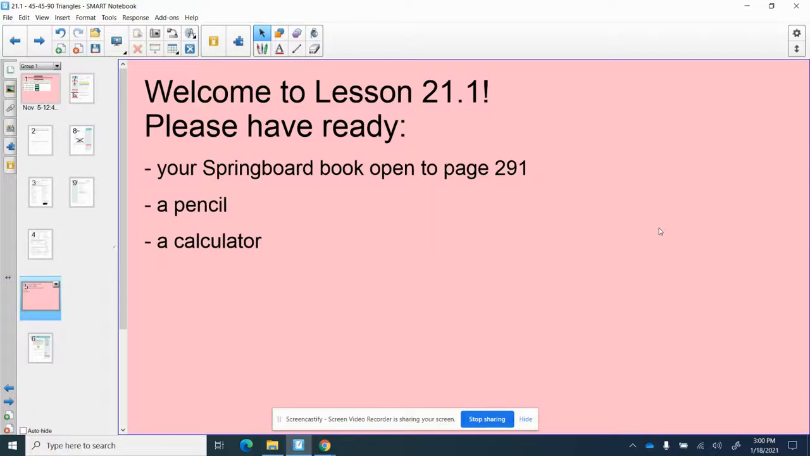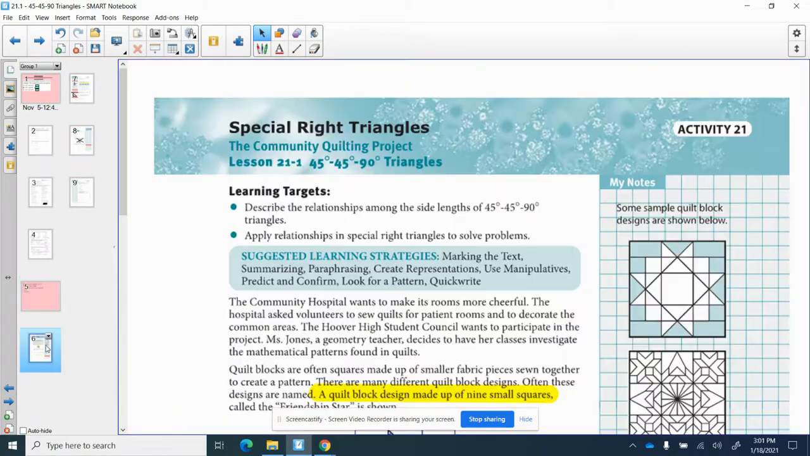Everyone, and welcome to lesson 21.1. Today's lesson is starting on page 291 in your Springboard textbook, and you will need a pencil and a calculator.